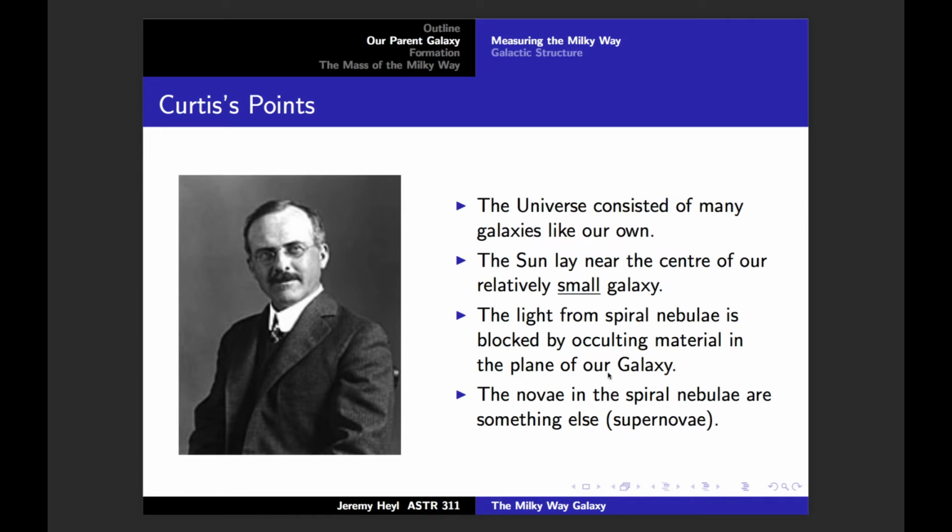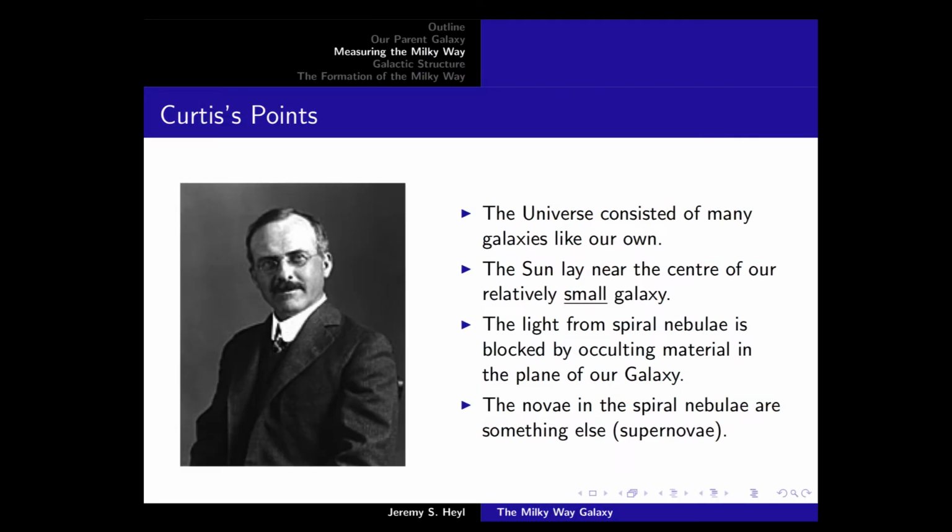Now, Curtis was partially right too, right? So the universe had many galaxies like our own, and our galaxy was kind of small. And what he argued is these things in the spiral nebulae were actually inherently much brighter than the ones we saw in our galaxy. So we could push those nebulae a bit further away, so they weren't really part of our galaxy, and we wouldn't see the light.